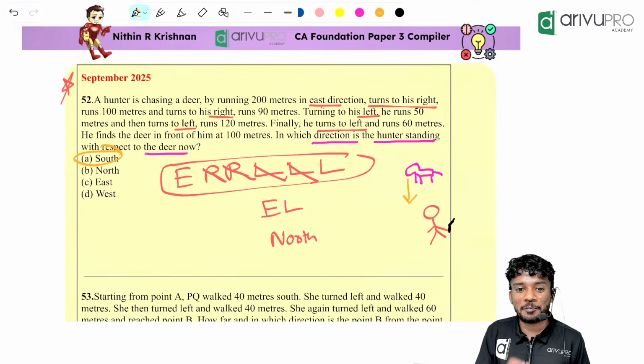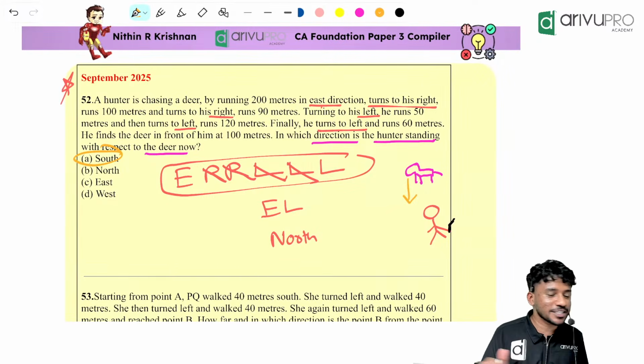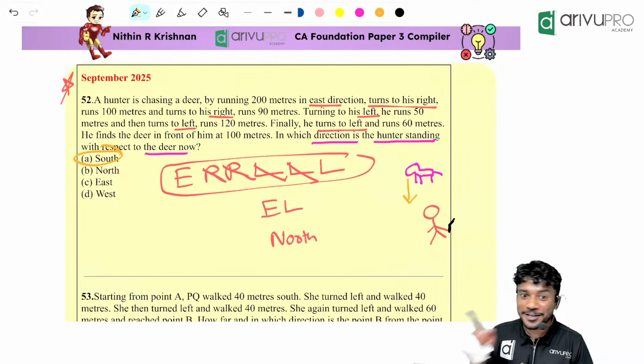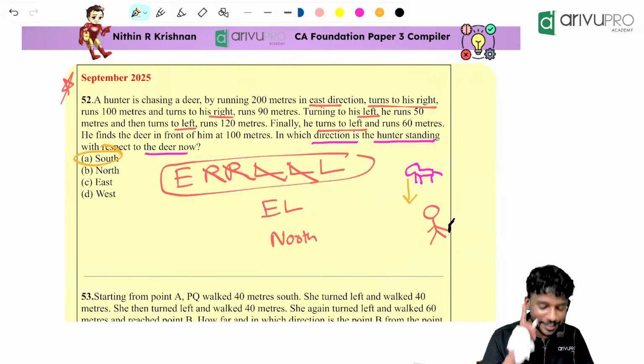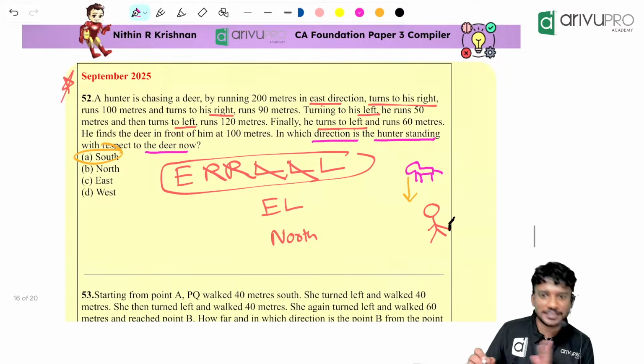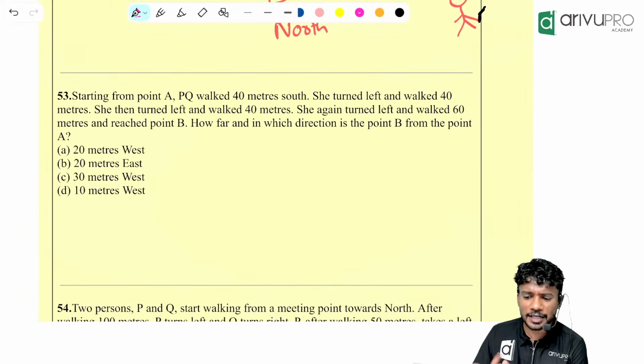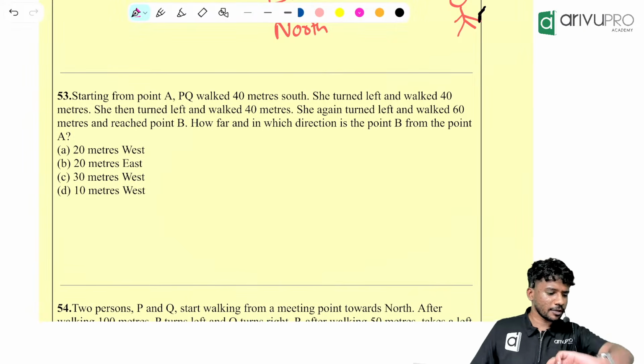Very good question. Many people will make a mistake in this question because directly we will go and mark north. Understood? With respect to the deer, not with respect to the man. That's why this is one of the best questions. It's a little confusing question. There was also another question like this. We will solve that also in the nearby future.